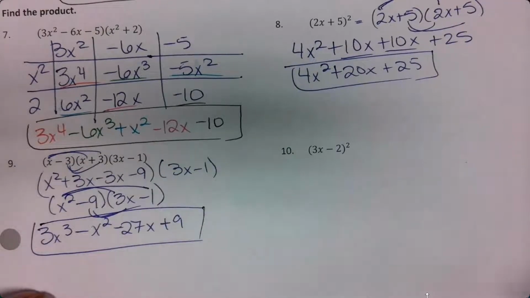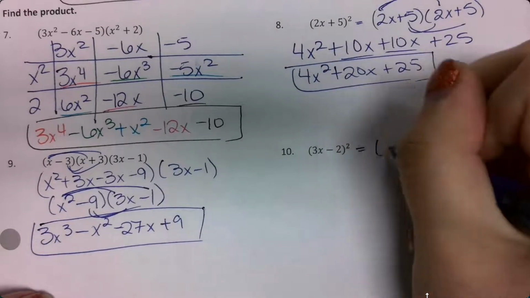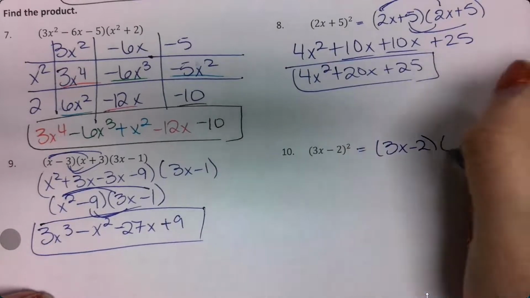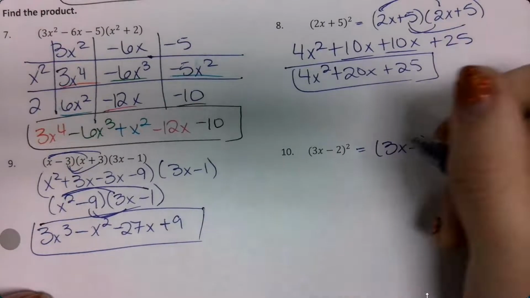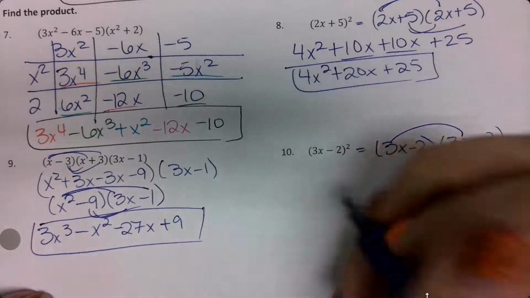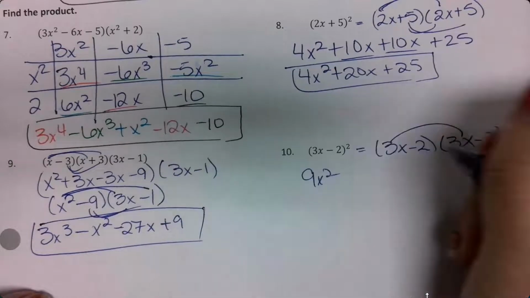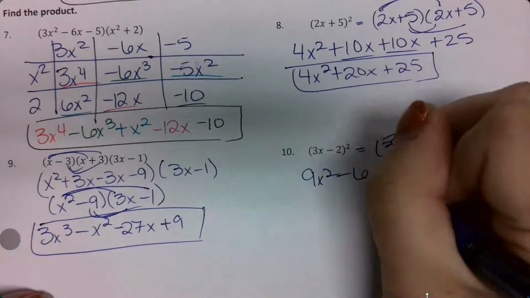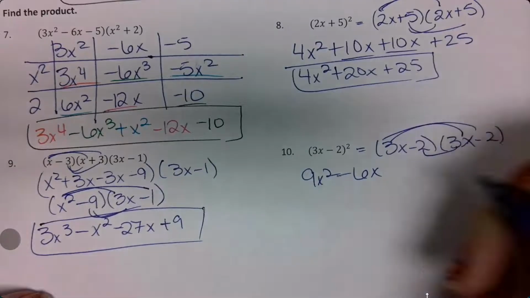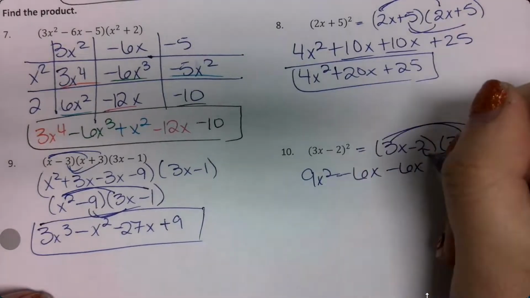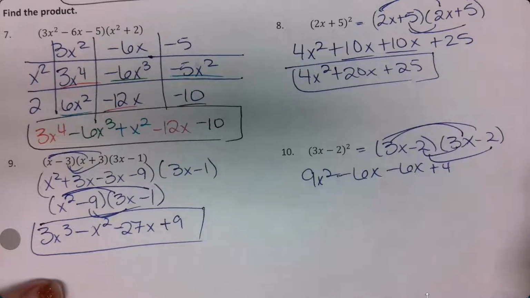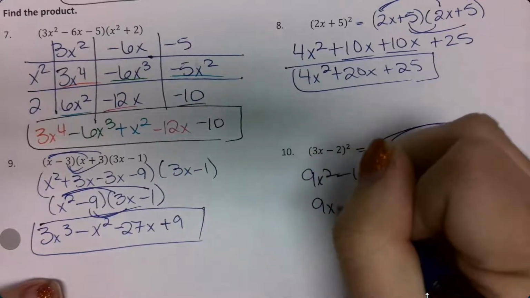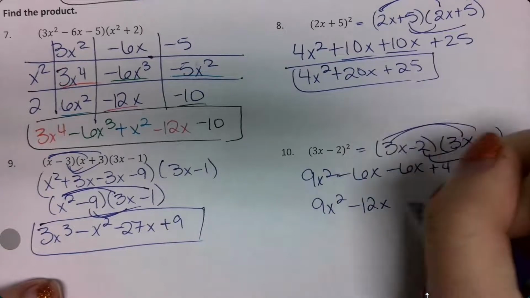Number 10 is a lot like number 8. I'm going to write it out twice. I have 3x minus 2 times 3x minus 2. I'm going to go ahead and FOIL. I have 3x times 3x is 9x squared. 3x times negative 2 gives me negative 6x. Negative 2 times 3x gives me negative 6x. Negative 2 times negative 2 is positive 4. And then I want to combine, so I get 9x squared minus 12x plus 4.